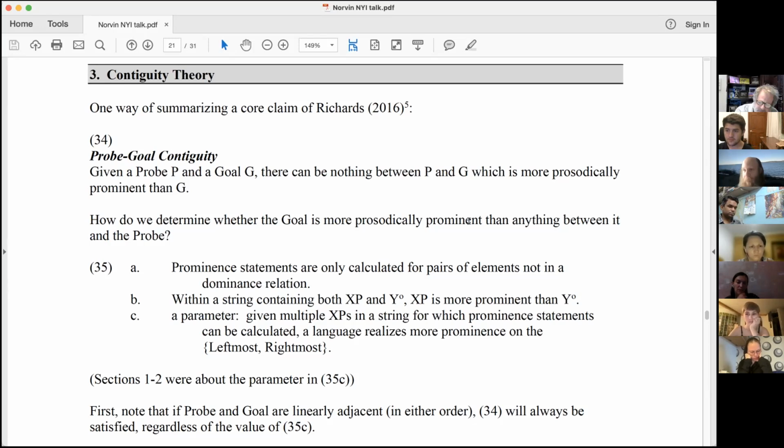If you're looking at a head and a phrase, the phrase is more prominent than the head. But if you're looking at multiple phrases, you have to run these experiments. So you find out whether your language is a left prominent language or a right prominent language. And if you run the experiments, you find out the answer to that, and then that tells you. Yeah. So what does this mean?